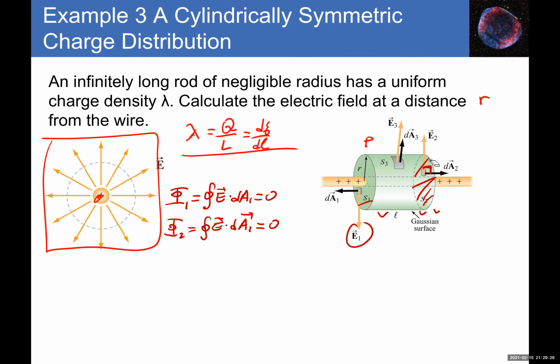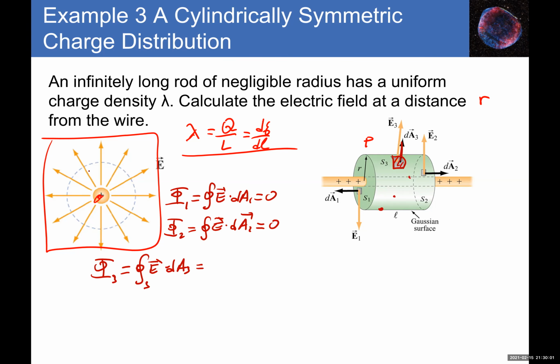Then finally, I'm looking at the curved part, this one over here, where if I carve out some kind of area like this, then dA will be in the same direction as the electric field. That means I can say flux 3, which is the closed integral of E dot dA3, is finally non-zero.